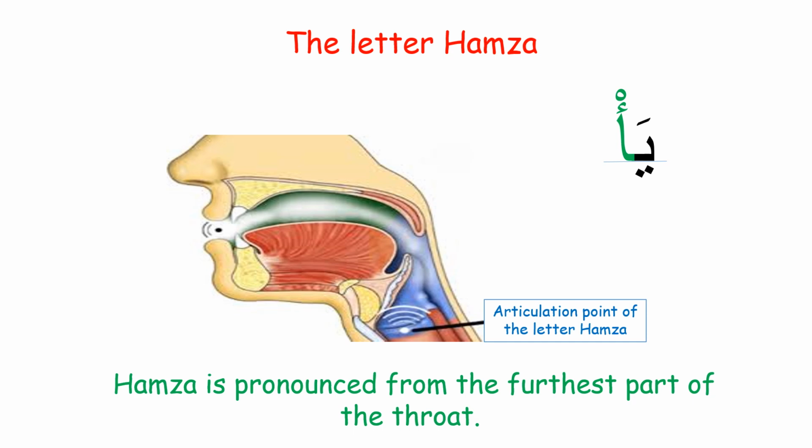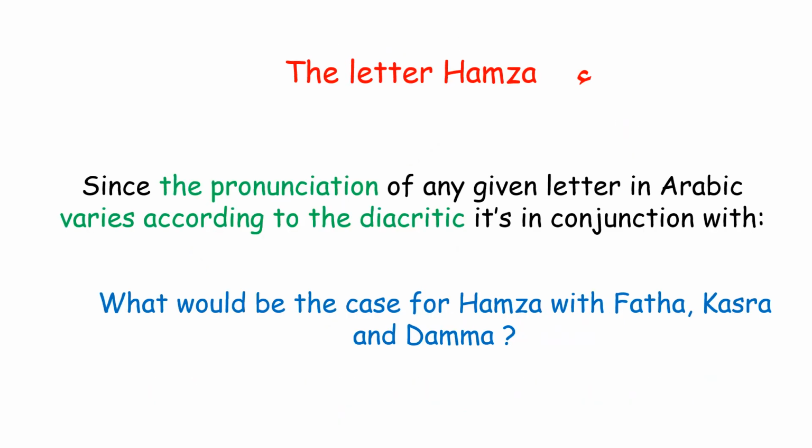So, as you can see, this Hamza is sakina, i.e. in conjunction with sukoon, and we all know that the pronunciation of any given letter in Arabic varies according to the diacritic it is in conjunction with. So what would be the case for Hamza with fatha, kasra, and dhamma? Shall we see?